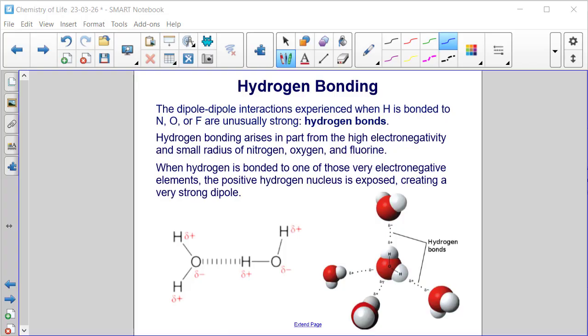Hydrogen bonding. The dipole-dipole interactions experienced when hydrogen is bonded to nitrogen, oxygen, or fluorine are unusually strong. They're known as hydrogen bonds. Hydrogen bonding arises in part from the high electronegativity and small radius of nitrogen, oxygen, and fluorine. When hydrogen is bonded to one of those very electronegative elements, the positive hydrogen nucleus is exposed, creating a very strong dipole. And you can see from these dashed lines the formation of hydrogen bonds between molecules.